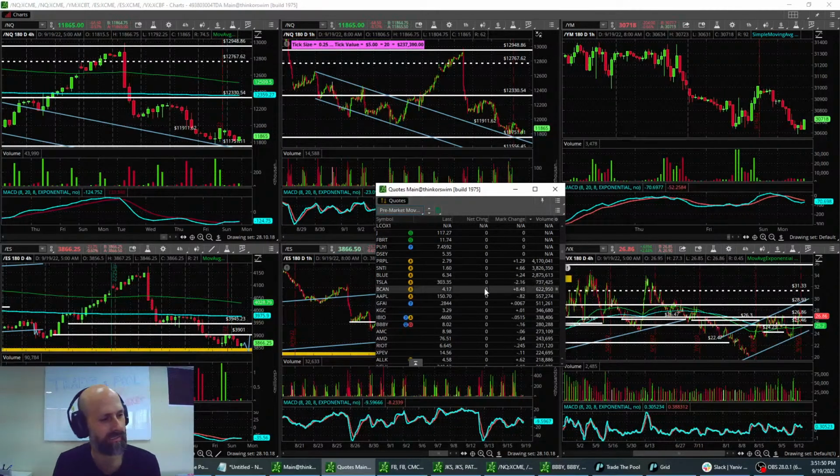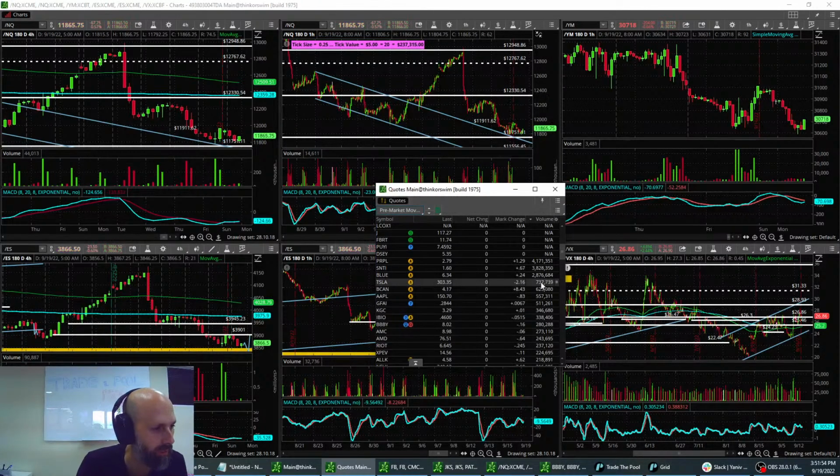Okay, you can definitely see Tesla dropping $2 at the moment with almost 800,000 shares trading. So that's a good sign. We can look at Tesla and see what's going on there.